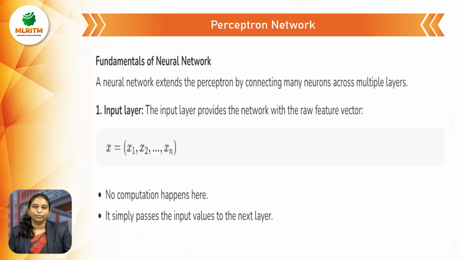First of all, we have the input layer. As we know, it is going to take the inputs, or the input layer provides the network with the raw feature vector, nothing but x is equal to x1, x2, and so on up to xn. No computation happens here, it only takes the values. So this is the input layer. It is going to pass only the input values to the next layer, that is the hidden layer.